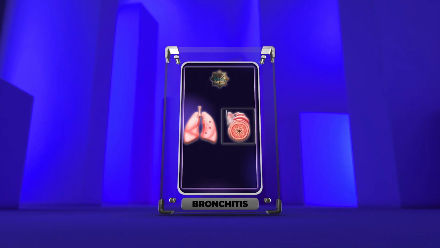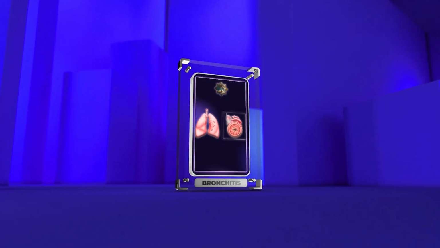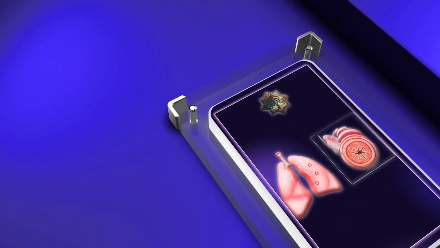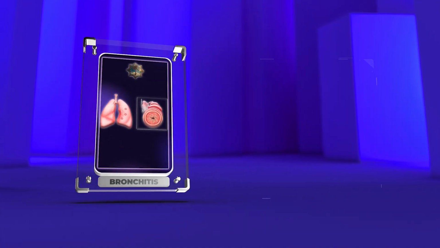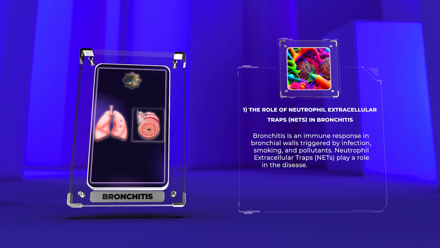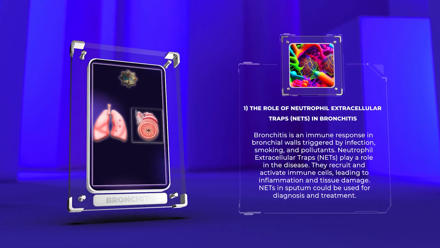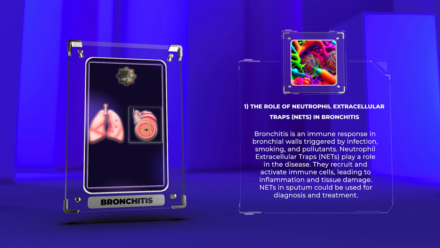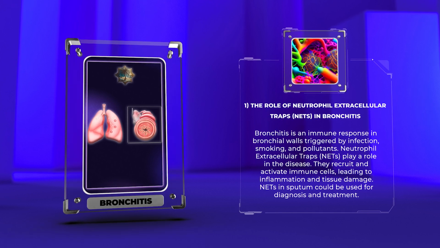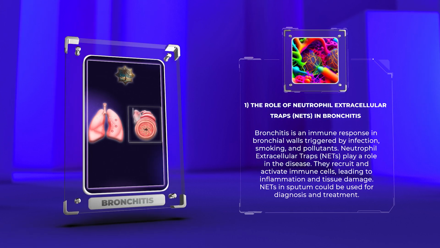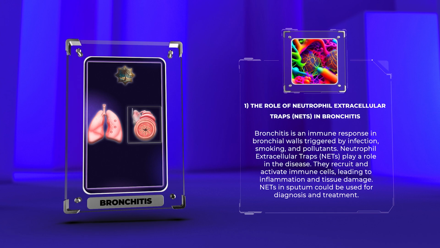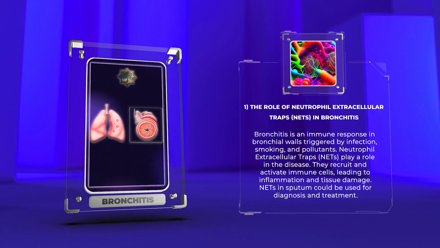Our aim is to provide medical students with in-depth knowledge and insights to better understand and manage this prevalent respiratory disorder. Bronchitis is an immune response in bronchial walls triggered by infection, smoking, and pollutants. Neutrophil extracellular traps, NETs, play a role in the disease. They recruit and activate immune cells, leading to inflammation and tissue damage. NETs in sputum could be used for diagnosis and treatment.